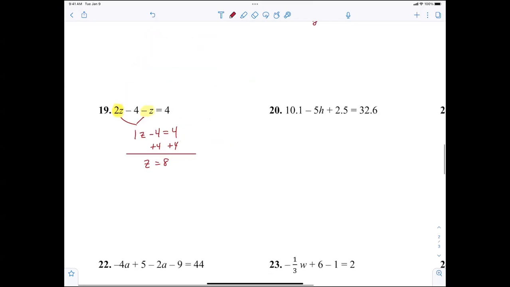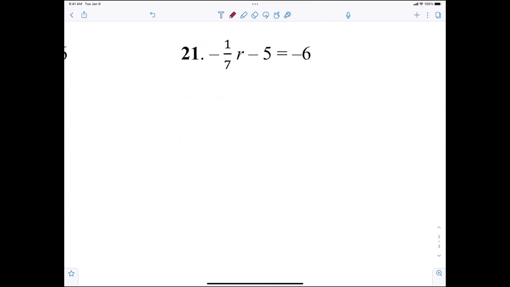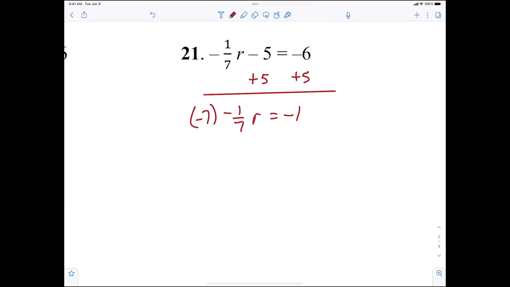21, Elliot. We do plus 5, add 5, and then you get -1. And then you do the reciprocal of -7, which is just -7 times -1. So it's just 7. That's right. That's how easy. Let's do it.